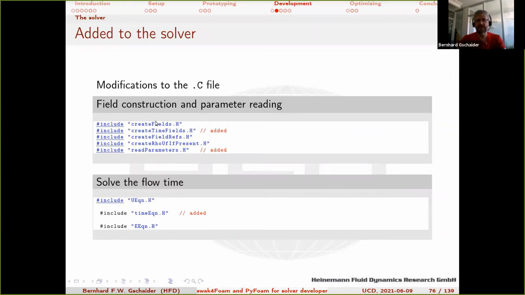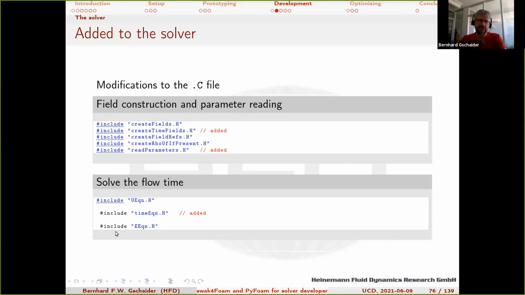So basically, to the basic solver C file, there are only 3 positions where you have to add something. At first, this line adds the include file where the specific fields that we need for this model are created, and this file reads the parameters that are model specific. As I said, I'm not going to show you these. This is basic OpenFOAM programming.